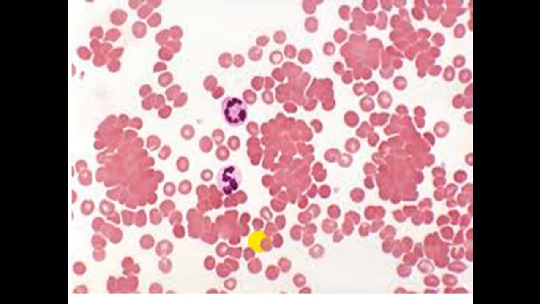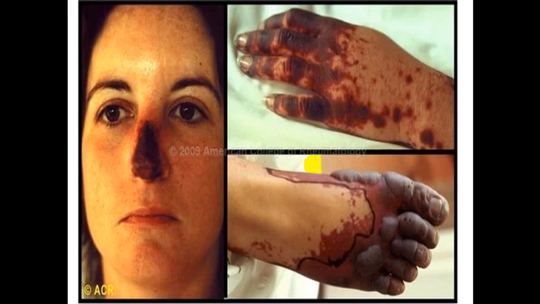This agglutination of red blood cells in the peripheral blood forms small clots which cause acrocyanosis. The red blood cells should be separated, not clotted like this. This is acrocyanosis of the nose, ears, toes, and fingers.